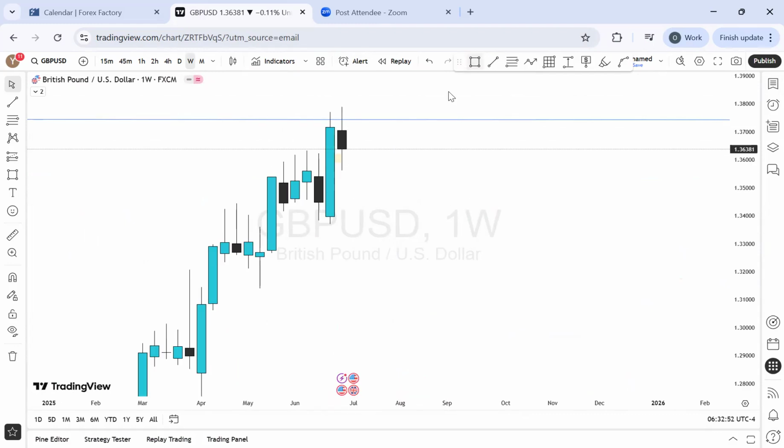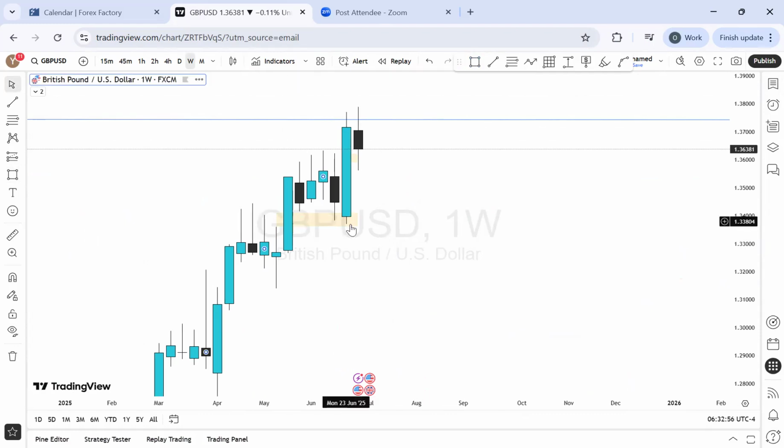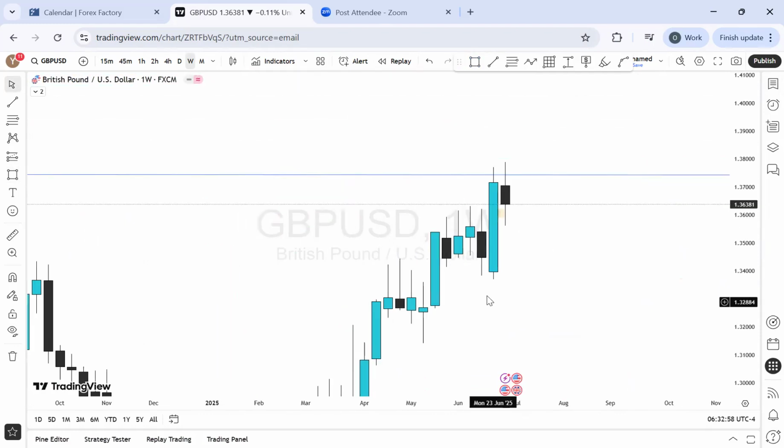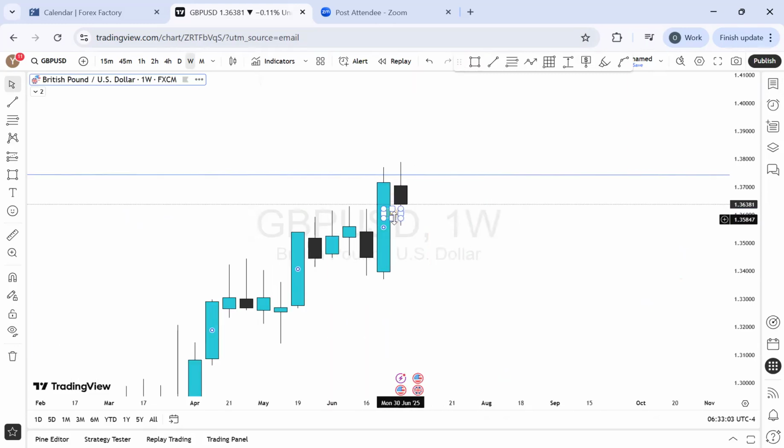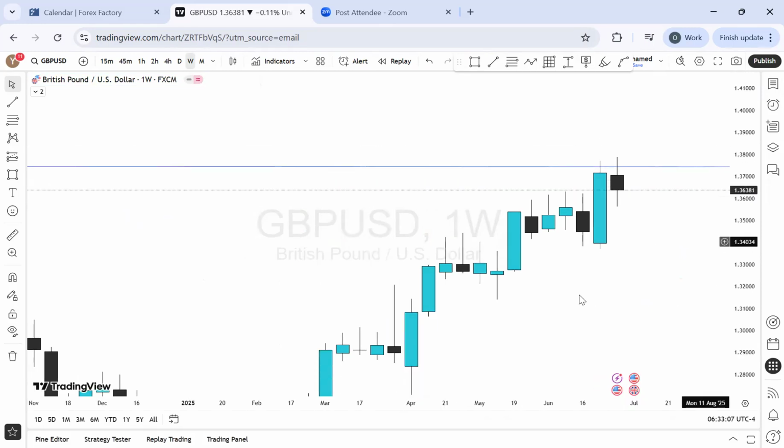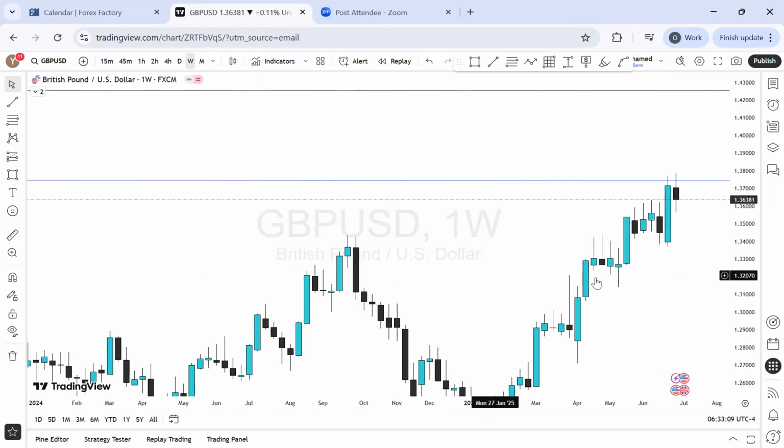The one we had before has been taken care of. It has been used and mitigated in the market, which is right here. That is unnecessary for us to use right now. The level we were looking for last week has been taken care of. This is it here. So which means we do not have any valid fair value gap zone in this context. So let's go to the daily time frame.